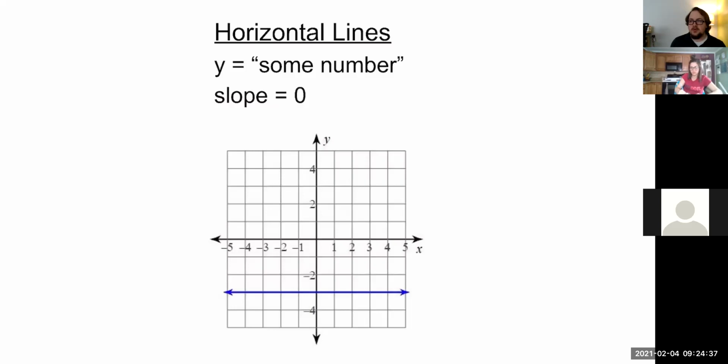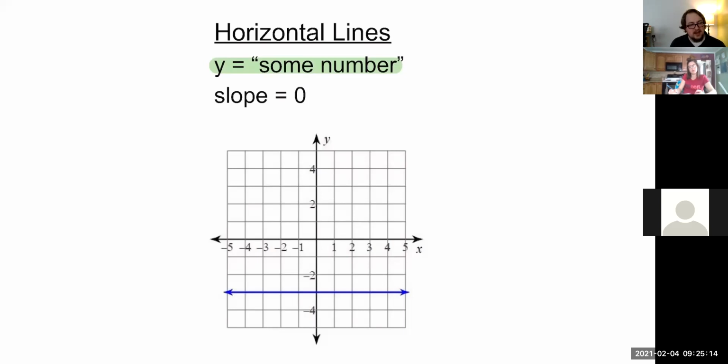And 2 days ago, when we were graphing using those annoying tables, I said, well, hold on, there are some special cases that are a little bit faster, so long as you remember what they look like. For horizontal lines, I told you 2 days ago, you can tell that you have an equation for a horizontal line when it's y equals some number. There's no x, there's no other extra pieces, it's just y equals a value. What I didn't tell you was that all horizontal lines have a slope of 0.